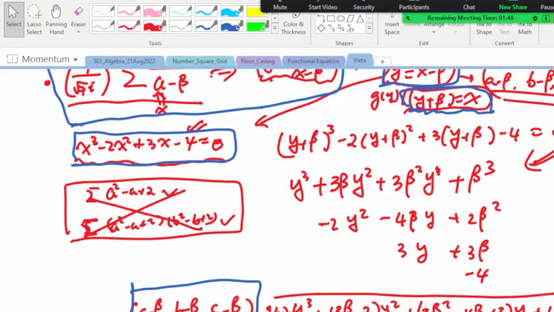Great. So this was the hardest? Yeah, I think this is the hardest. What do you think? I think this is the hardest. Yeah. Really complicated.